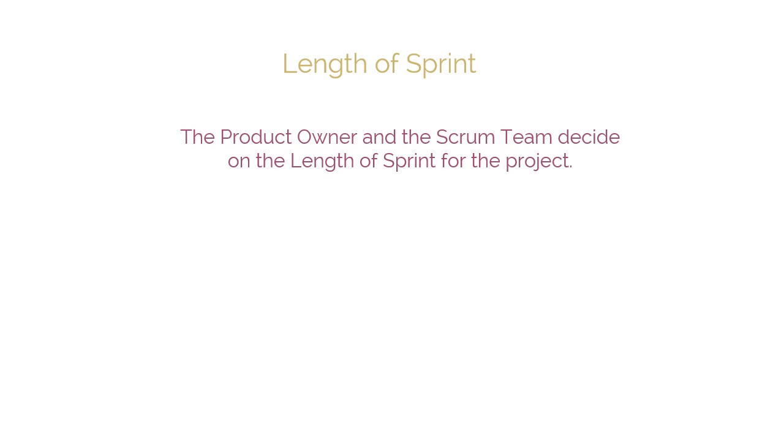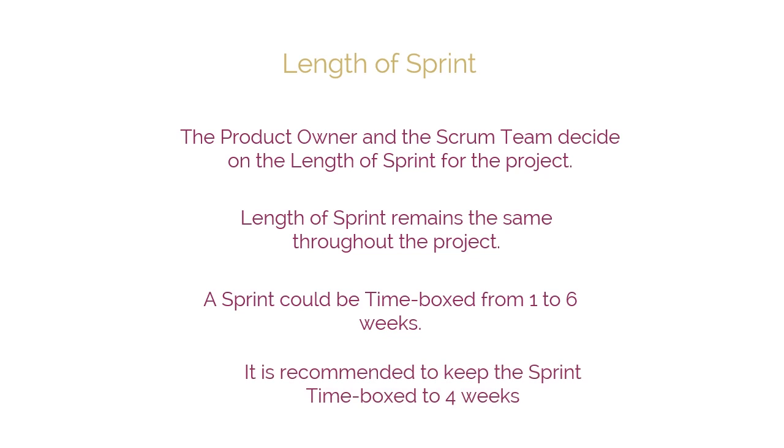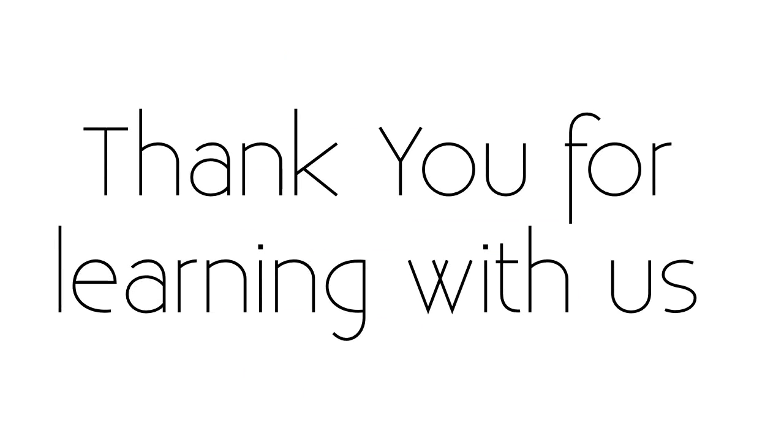Length of sprint. Based on the various inputs including business requirements and release planning schedule, the product owner and the Scrum Team decide on the length of sprint for the project. Once determined, the length of sprint often remains the same throughout the project. A sprint could be time-boxed from 1 to 6 weeks. However, to get maximum benefits from a Scrum project, it is always recommended to keep the sprint time-boxed to 4 weeks, unless there are projects with very stable requirements where sprints can extend up to 6.